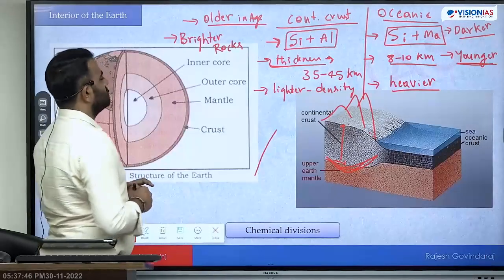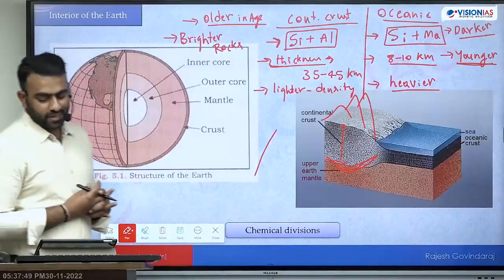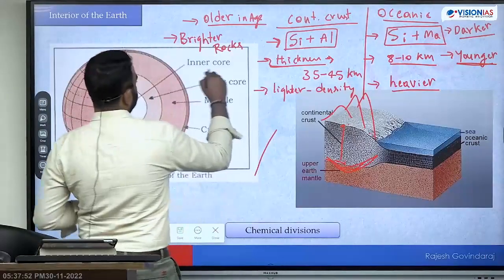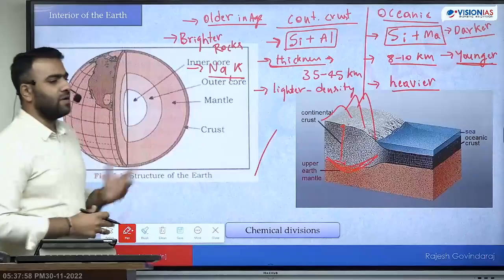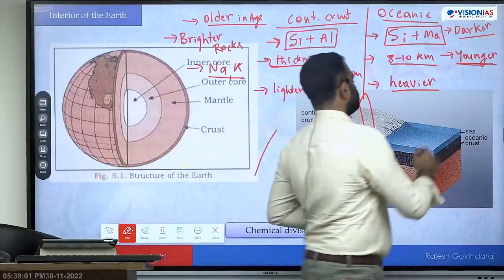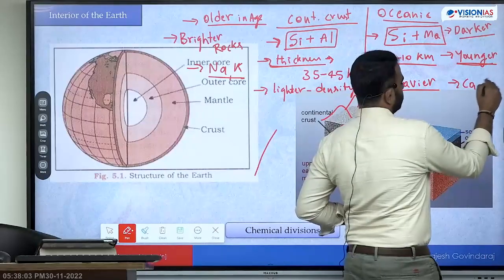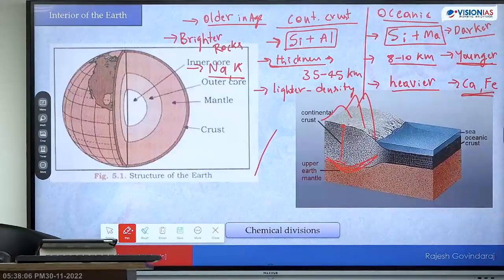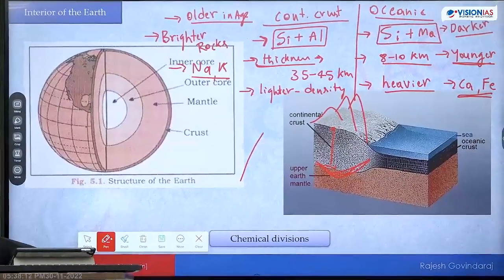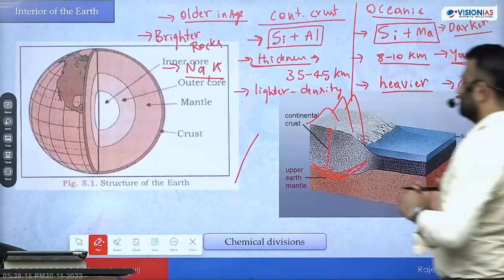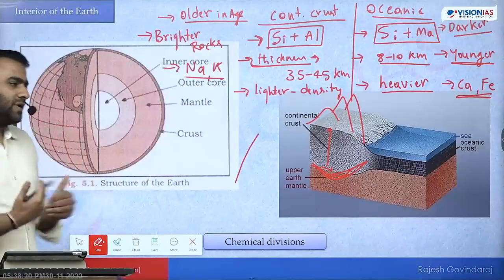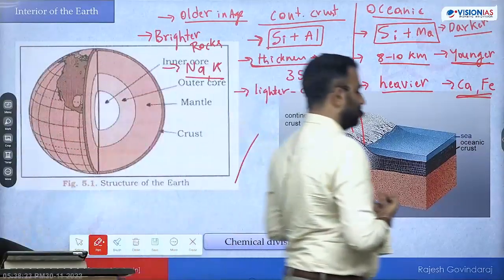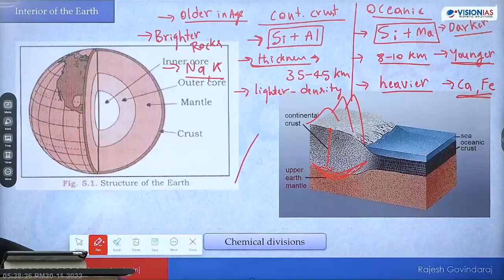Okay. So other than silica and aluminium, the continental crust is also dominated by sodium and potassium. Their concentration is slightly higher here. In addition to magnesium, you will also find higher content of calcium and iron in the oceanic crust. So that is why the continental crust is lighter in density. Oceanic crust is heavier in density.